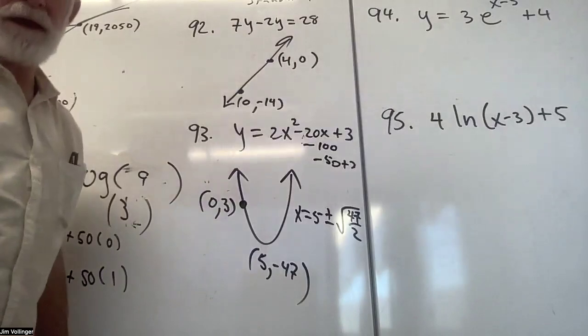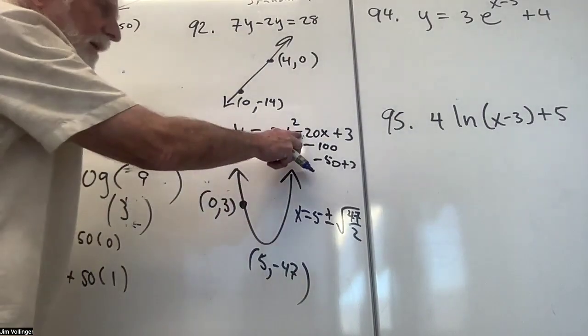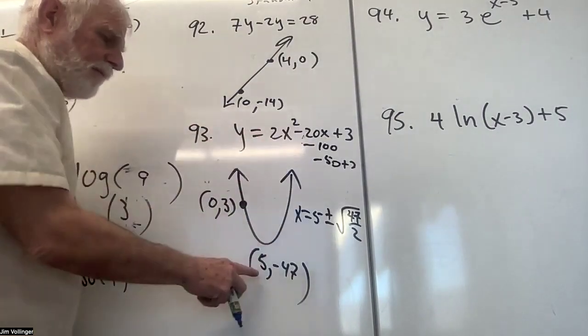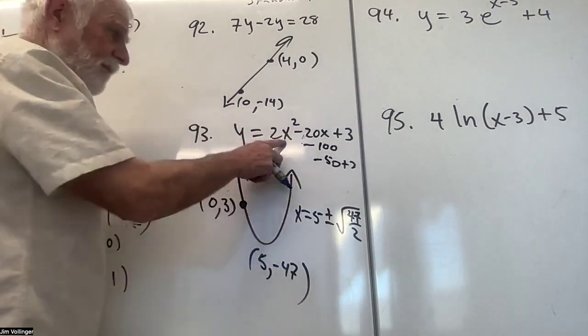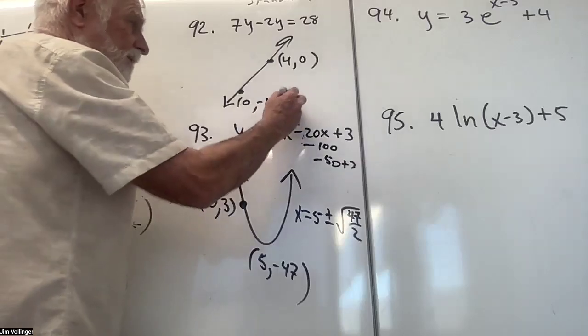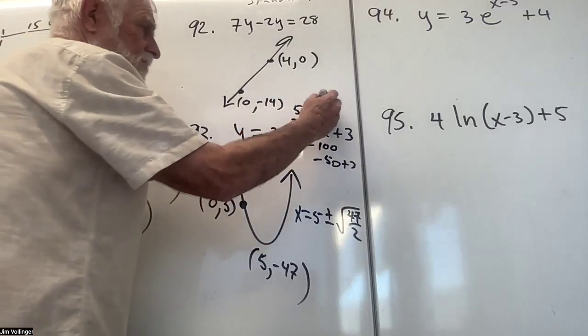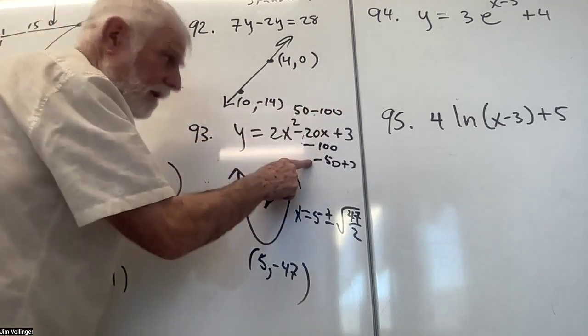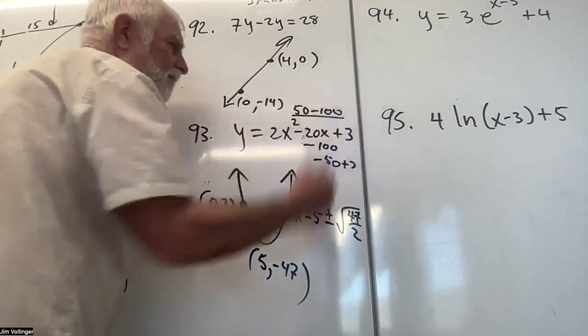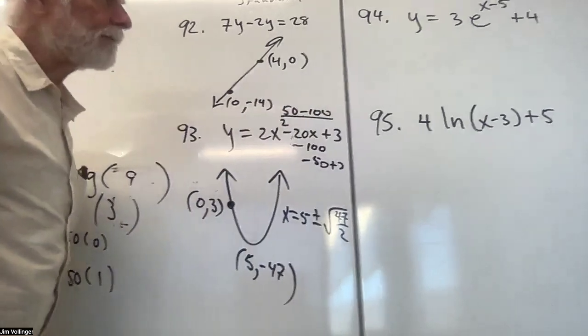And I forgot to do that. Minus b, minus 20 becomes positive 20 divided by 4. That's where that came from. Drop a 5 in, and you can see that that's 50 minus 100. That's why I took the shortcut and cut that in half. 50 minus 100 is minus 50. That happens every single time at the vertex.